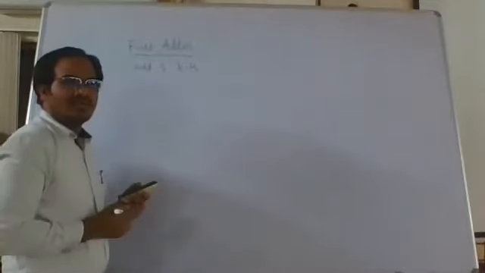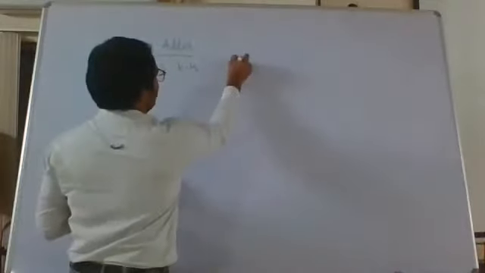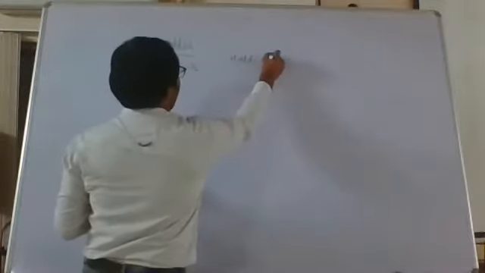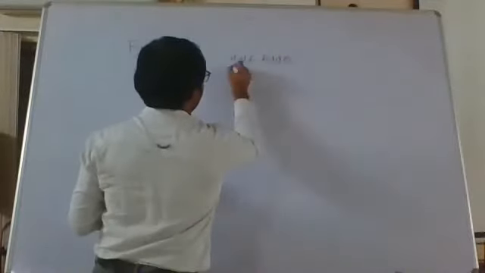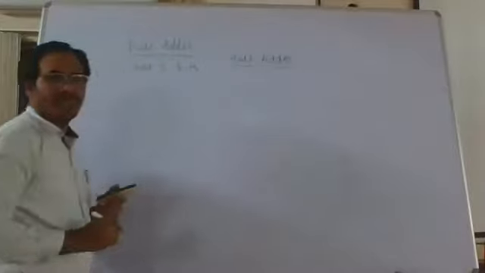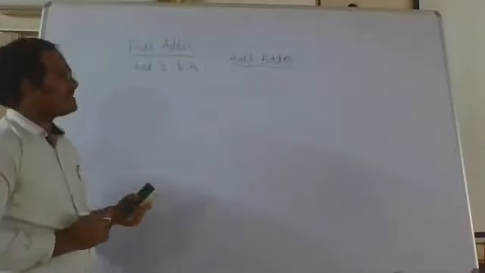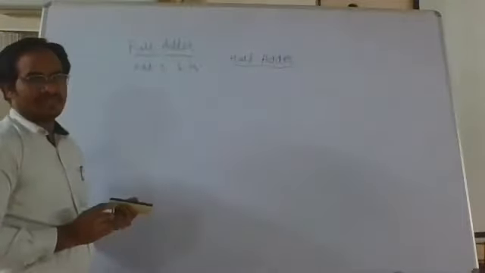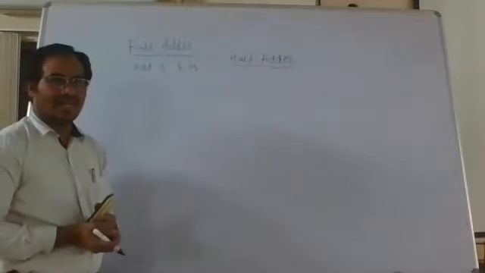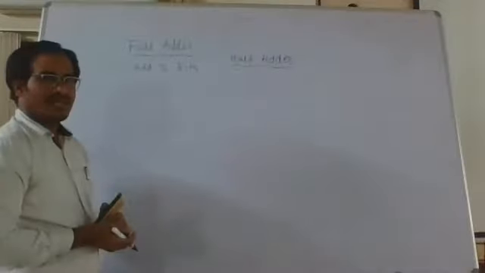Earlier we learned in our previous class about the half adder. So what is a half adder? The half adder is an adder circuit which will take 2 inputs. That means it can add only 2 bits, whereas the full adder can add 3 bits. So this is a full adder.